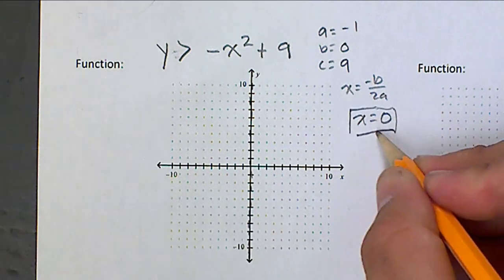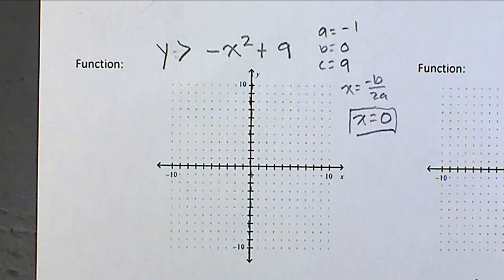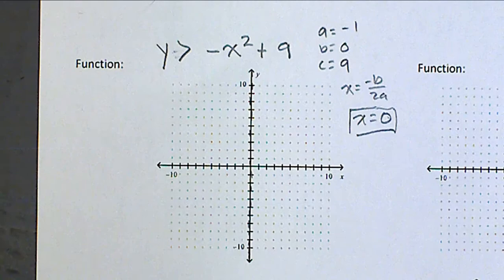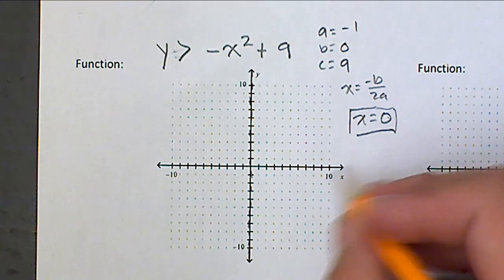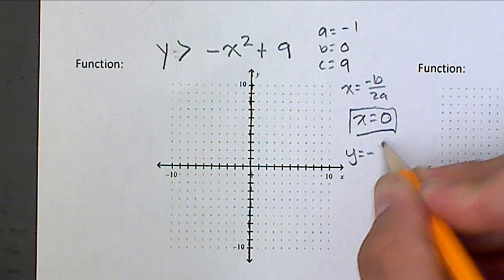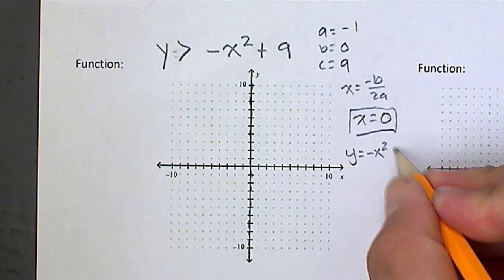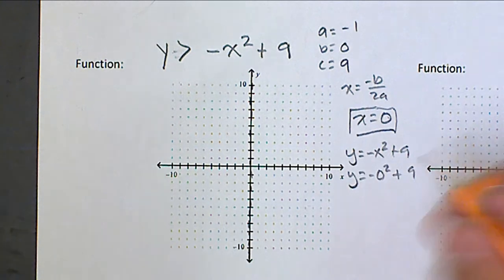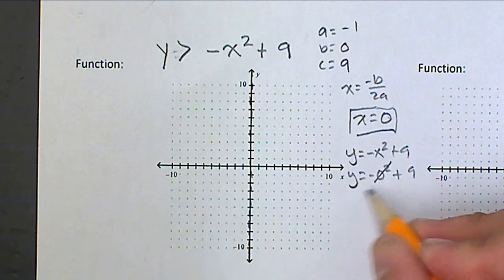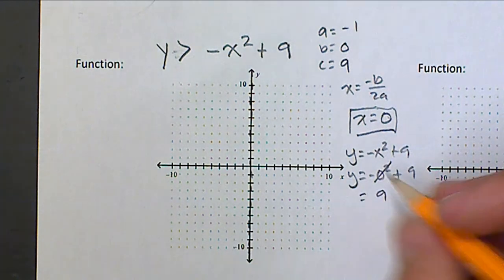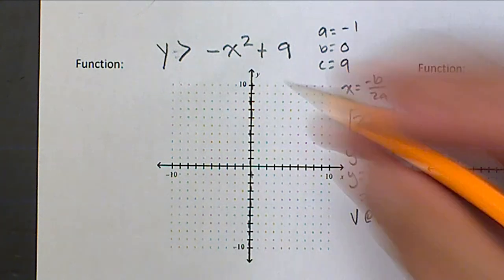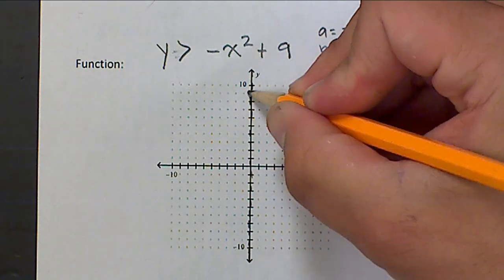The way you find the vertex is, the axis of symmetry always goes through the vertex for any parabola. Therefore, we can use 0 as our input to this quadratic inequality and figure out what y would equal. So I will change the inequality to an equal sign and use 0 as my input. So I get y equals -0 squared plus 9. -0 squared just goes to 0. y is equal to 9. Okay, so the vertex is at 0, 9. So let's go to 0, 9. That's that point right there.